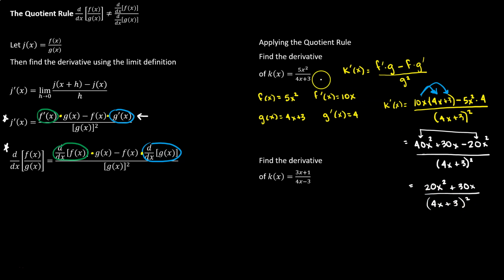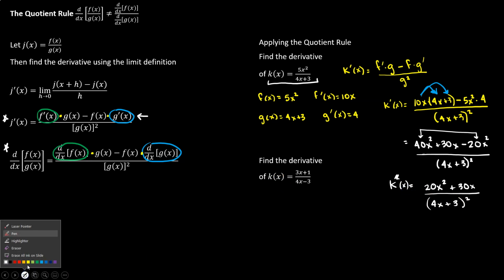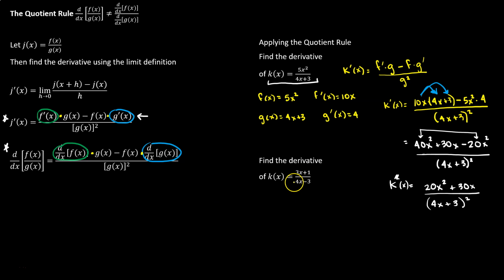So finding the derivative of this function k, which had a quotient as part of its definition, required us to use the quotient rule, and our final answer was 20x squared plus 30x divided by 4x plus 3 squared. Let's try another one of these. So, a different function k, still a quotient though.